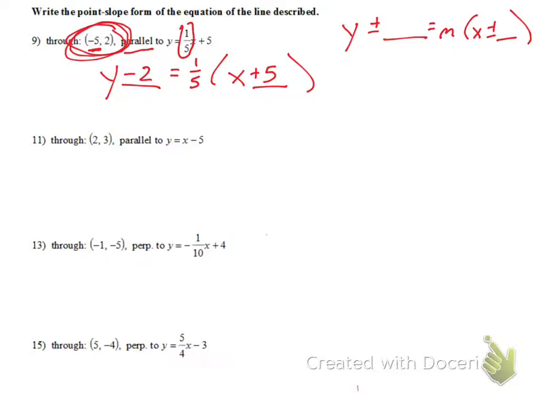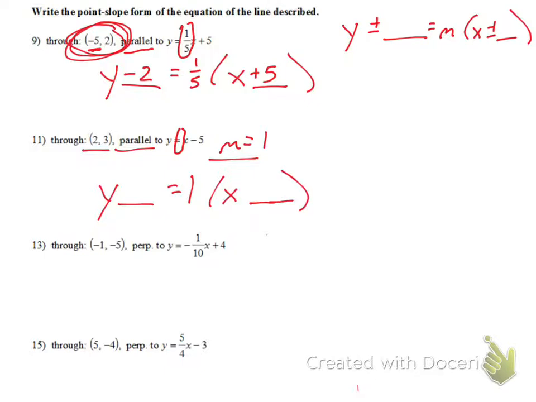Same thing here. It's going to be parallel. The number before x right here is 1. So m is going to be equal to 1. So I have a point and I have a slope. So here's my point, here's my slope, and it means you can plug it in. So it's going to be y blank is equal to, my slope is 1, and then x blank.